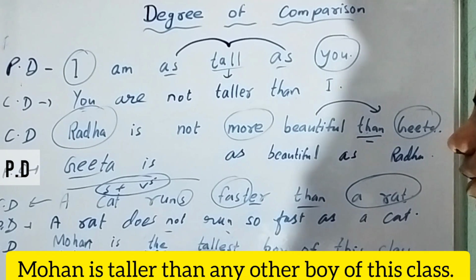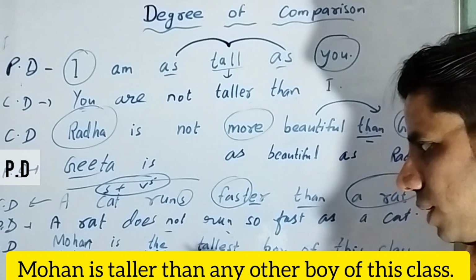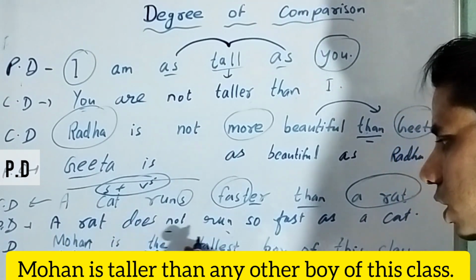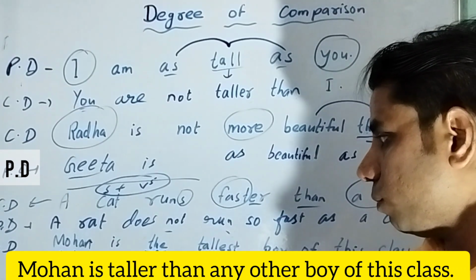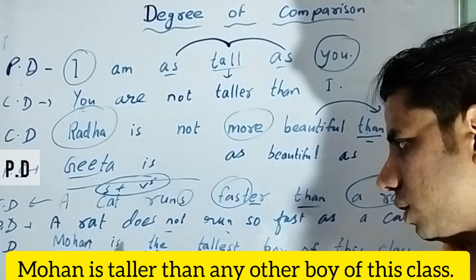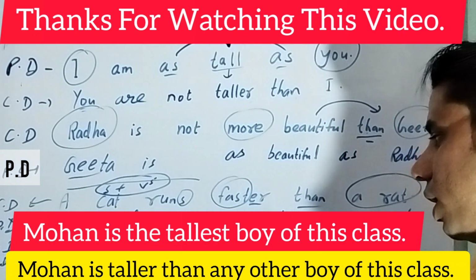When you are converting from superlative to comparative, at that time it is not necessary to use a negative sentence. So here it is given Mohan is the tallest boy of this class, and the meaning should be the same. So I have converted it into the comparative degree: Mohan is taller than any other.